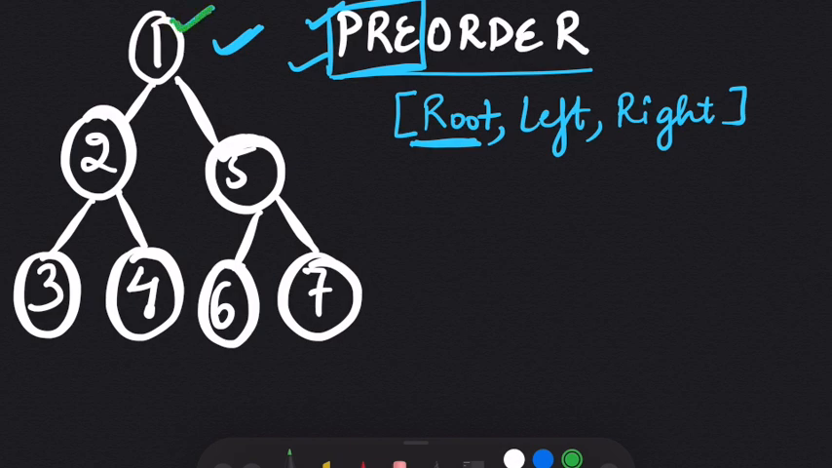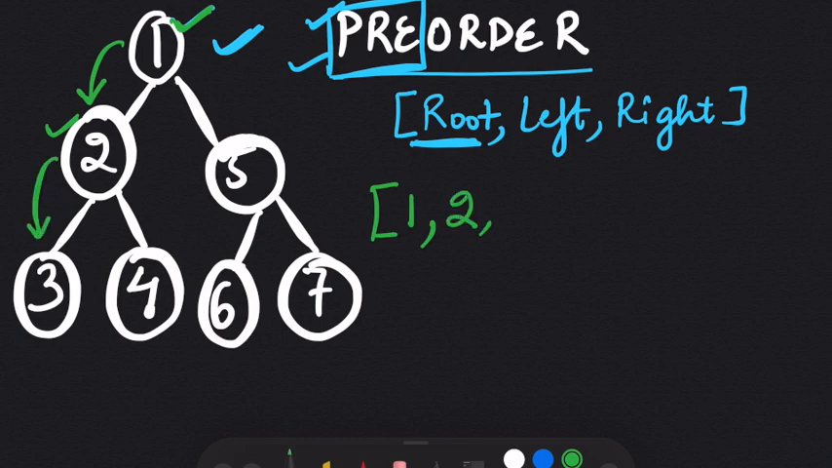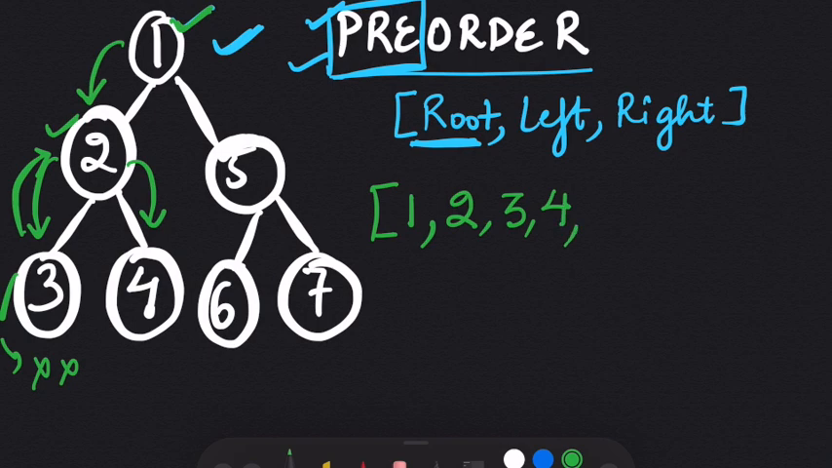First, we will come to the root and we will enter 1 in our list. Next, we come to the left node, which is 2. And since now 2 is the new node, we enter 2 in our list. Next, we come to the left child, which is 3, and we enter 3 in our list. Next, this 3 doesn't have any further child, so we go back to 2 and we look for its right child. And the right child is 4, so we enter 4 in our list.